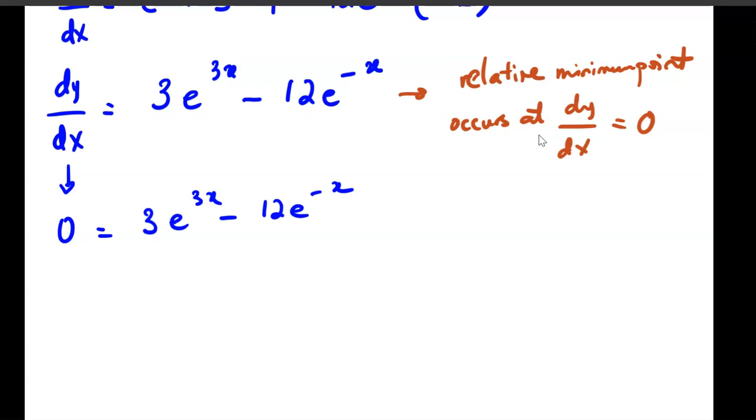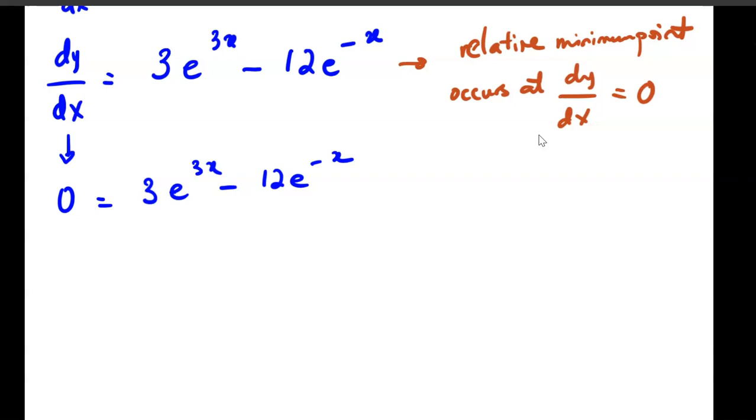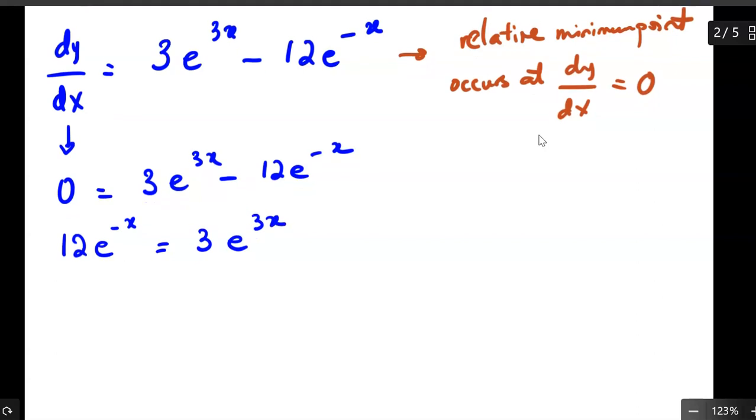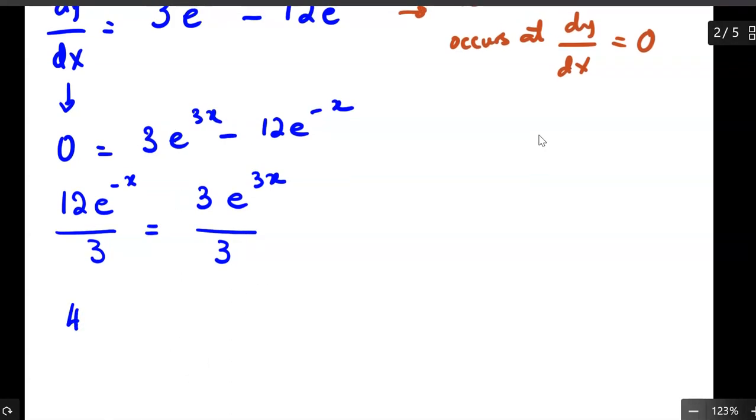So since you let this equal to 0, you can easily solve for x. Solving for x, I am going to bring negative 12 over to this side of the equation. So I will have 12 e to the negative x equal to 3 e to the 3x. Okay, we should simplify both sides of this equation, so I will divide both sides by 3. Dividing both sides by 3, I will have 4 times e to the negative x equal to e to the 3x.